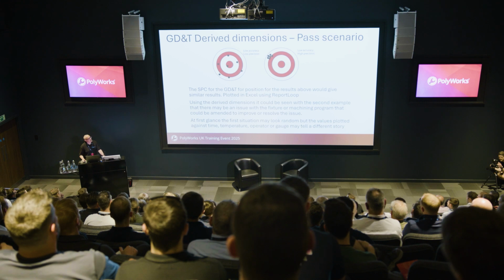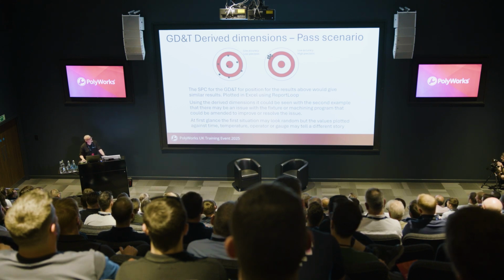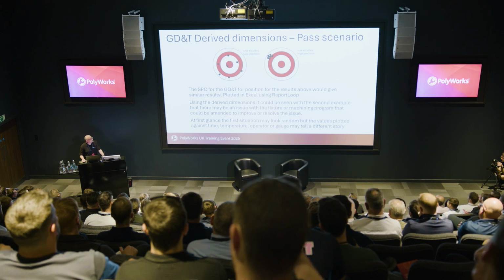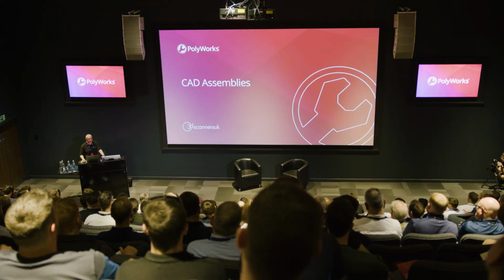But if we then took that data and charted it against maybe time or temperature, operator or gauge, we might suddenly start to see that there's something else affecting those values. So yes, it can be great for seeing what's happened if something's failed. It can also be useful if something's passed and we want to improve that process. Any questions on the derived dimensions?